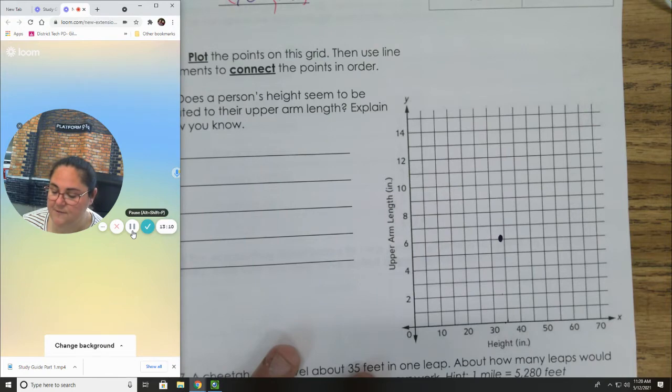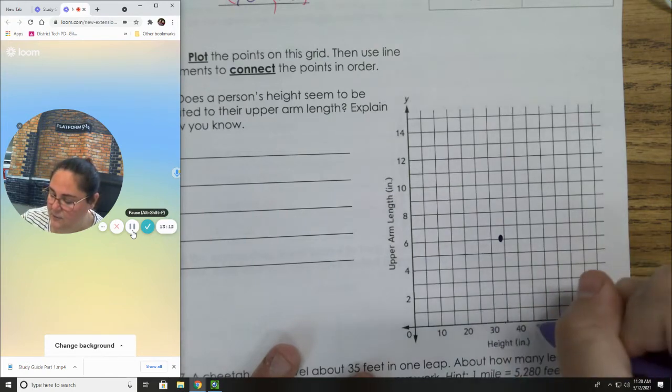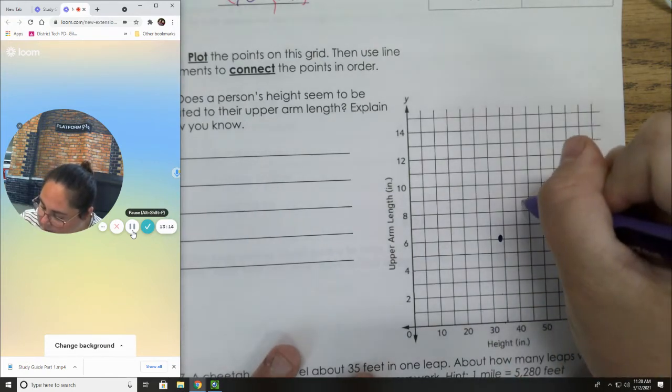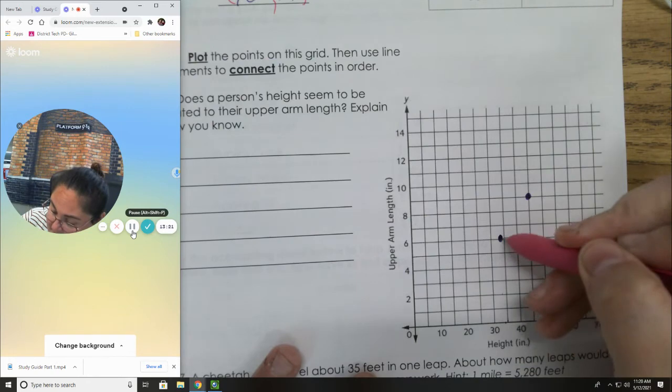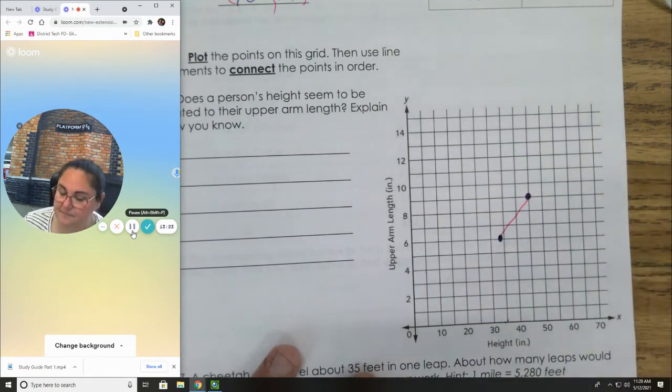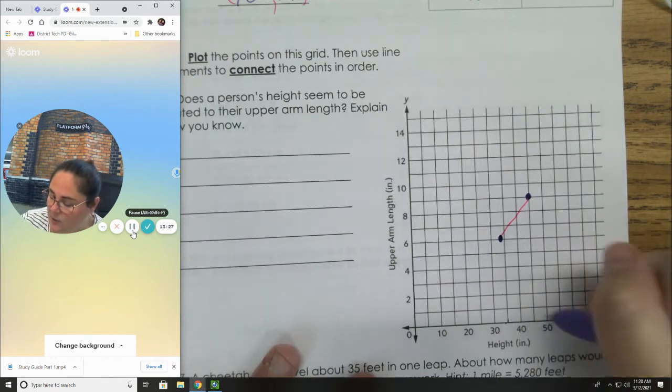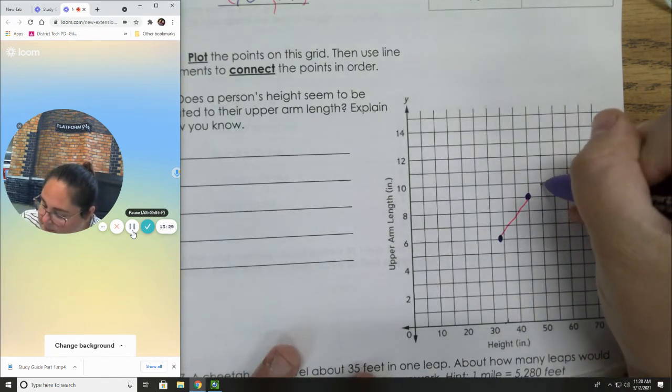My next point was 45, 9. So I'm going to go to 45, up to 9. And I'm going to connect it with a line because it said to. The next point was 50, 10. So over to 50, up to 10.